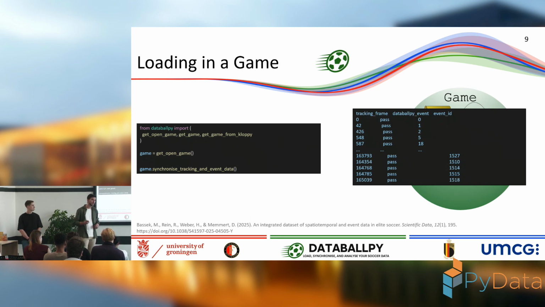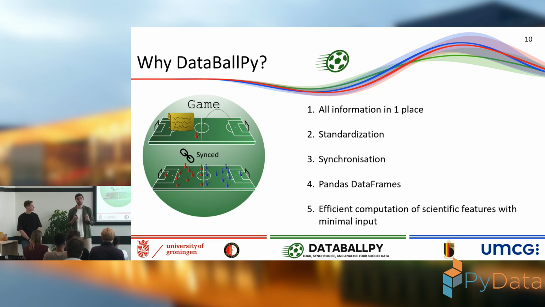Now, this is already a great starting place for any analyst to work, because right now we have all the information of a single game in one place. It's all built in the game object. Here we have the event data, the tracking data, and extra metadata. Secondly, everything within the game object is standardized. So even if you use a different event or different tracking data provider later on, it all will look the same within the game object, and you can continue with that. The third point is the synchronization. I already pointed this out, but this is especially important for contextualized tactical analysis. The fourth one is that everything within the DataBallPy game object is built on top of pandas data frames.